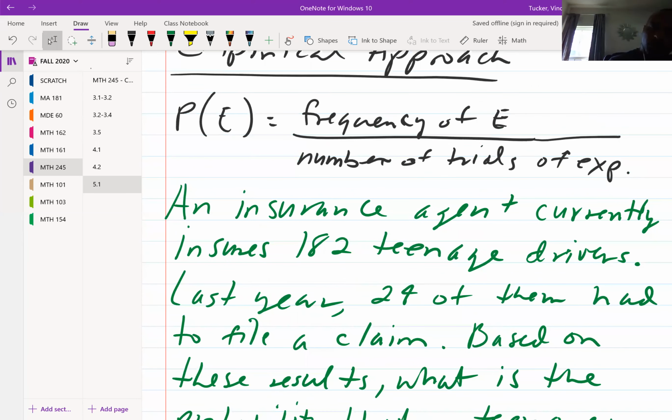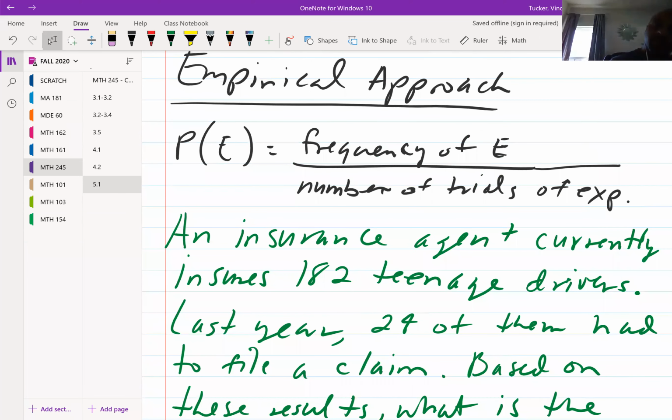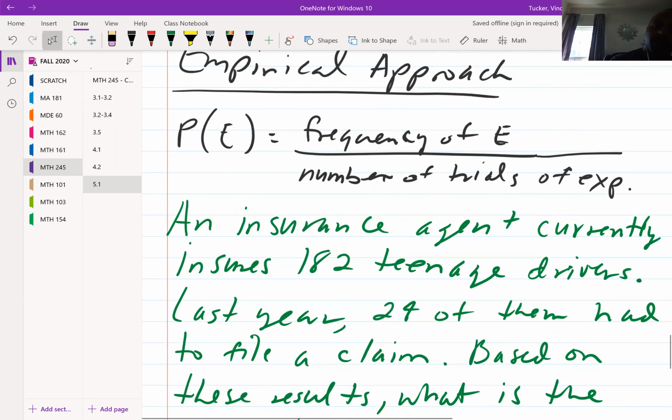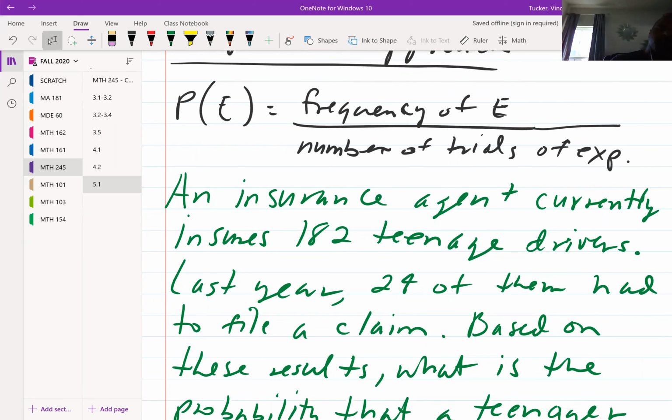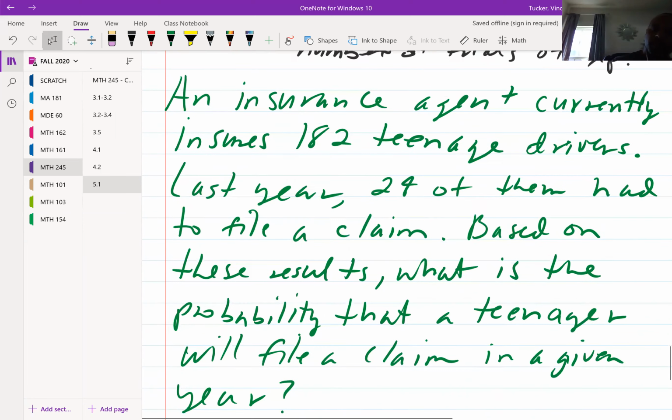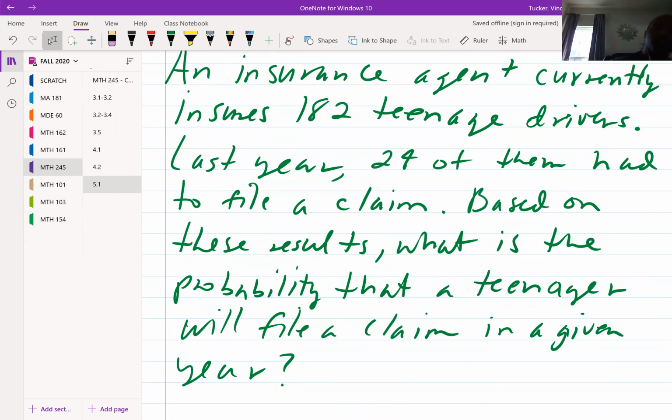All right, so the empirical approach to calculating probabilities, you take the frequency of your event and place it over the number of trials of the experiment. So in this example, an insurance agent currently insures 182 teenage drivers. Last year, 24 of them had to file a claim. Based on these results, what is the probability that a teenager will file a claim in a given year?